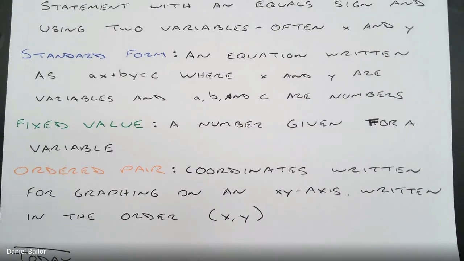If you ever get confused about which one comes first, just remember when you do the alphabet song, X comes before Y in the alphabet, so X comes before Y when we write an ordered pair. X and then Y.